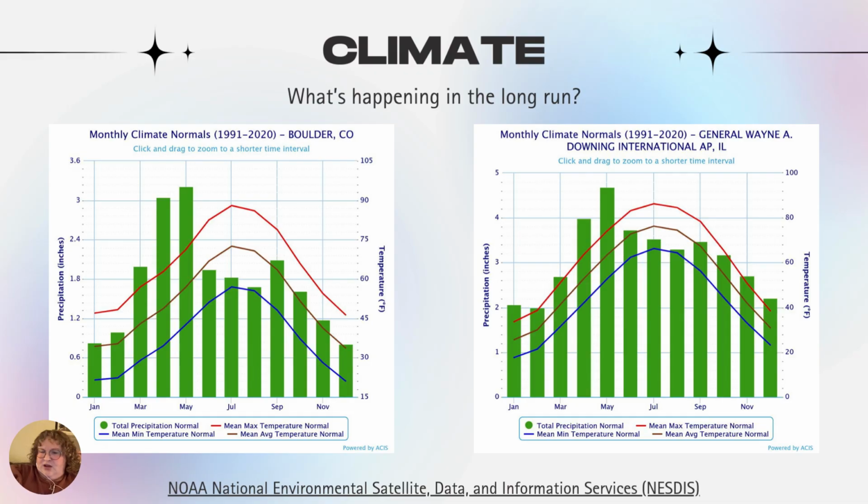And then also, paradoxically, Boulder sees lower minimum temperatures and higher maximum temperatures in the winter, while Peoria sees lower max temperatures and higher minimum temperatures in the summer.